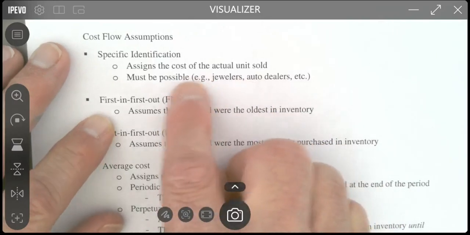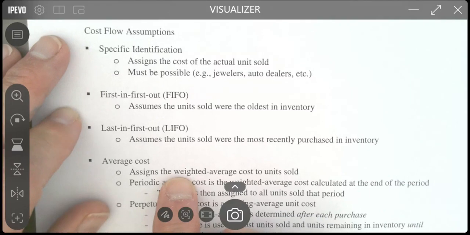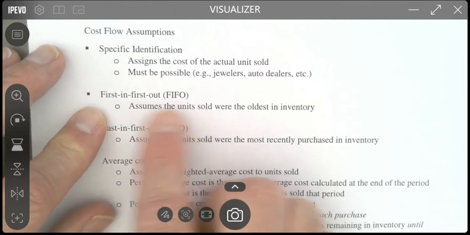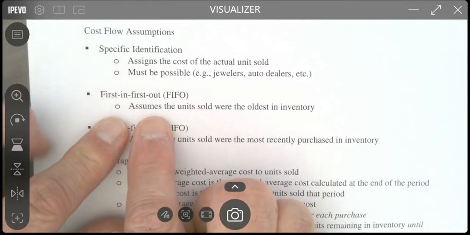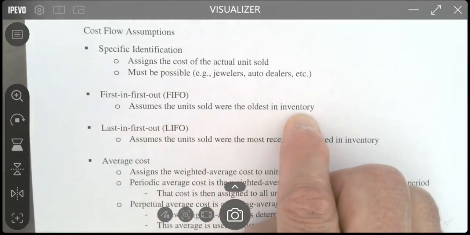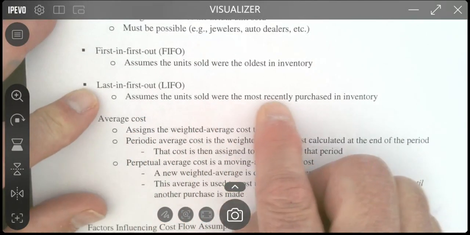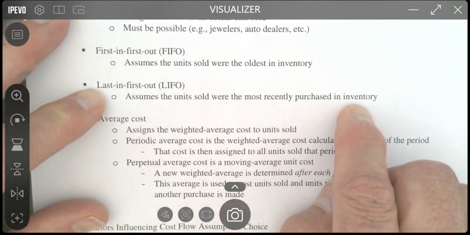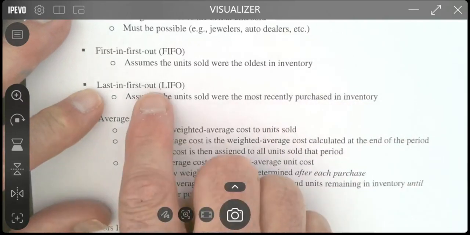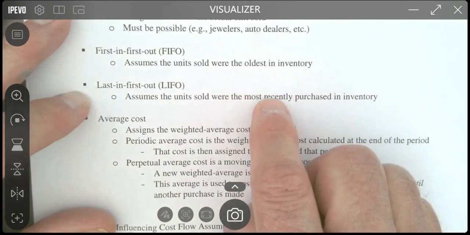Most companies do not use specific identification. They use FIFO, LIFO, or possibly average cost. FIFO stands for first in, first out. The FIFO method assumes that the units sold were the oldest in inventory. They were the first in. So the units sold were the first in, first out. The LIFO inventory method assumes the units sold were the most recently purchased in inventory. So in the case of LIFO, it's last in, most recently purchased, first out.